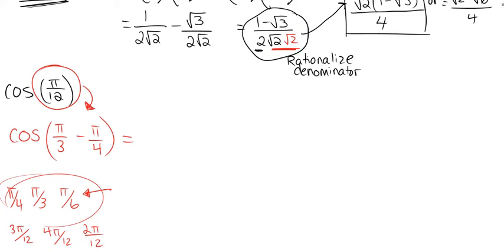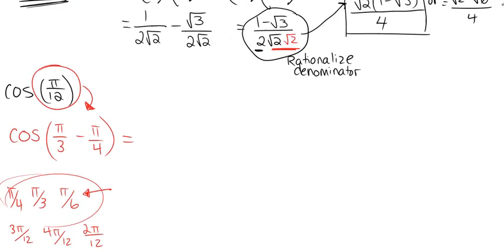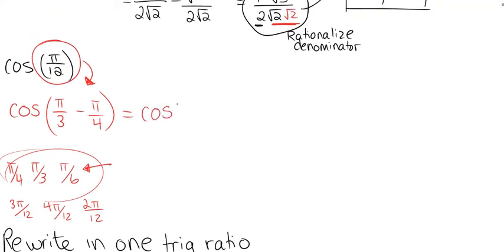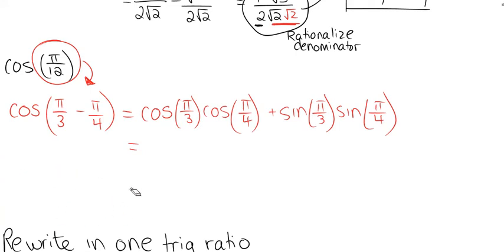And now I'm just going to consult my compound angle formulas for cosine A minus B. It will be cos A cos B plus sine A sine B. It's easy. So cos of pi over 3 cos pi over 4 plus sine pi over 3 sine pi over 4. And the whole entire point of this is just to get an exact answer instead of a decimal. Because we could totally punch this in our calculator, cos of pi over 12, and get an answer in like 2 seconds. But we want an exact answer, and we want to use our special triangles.